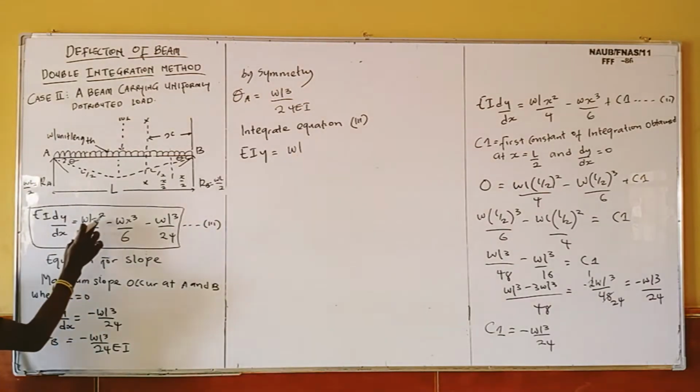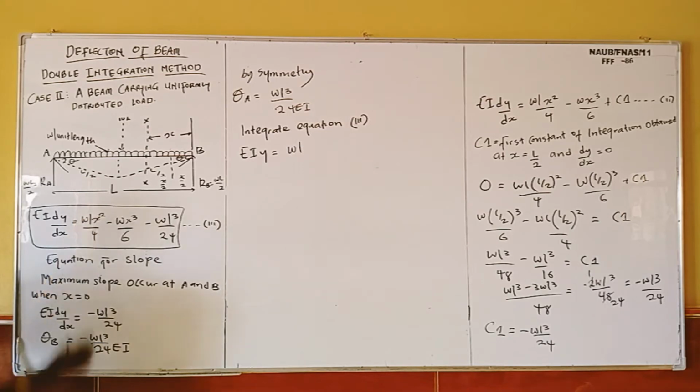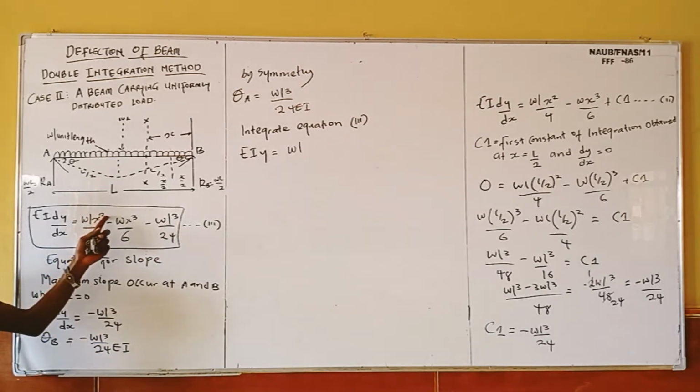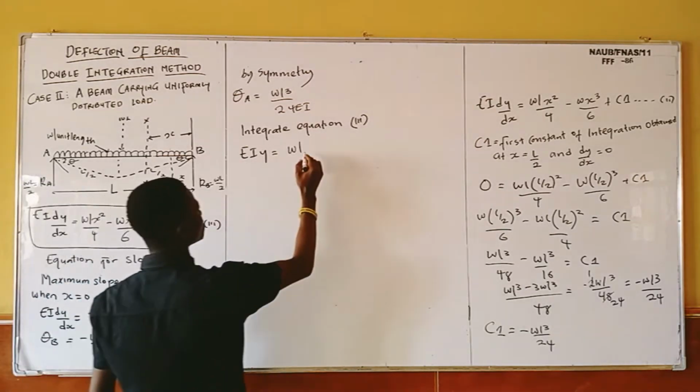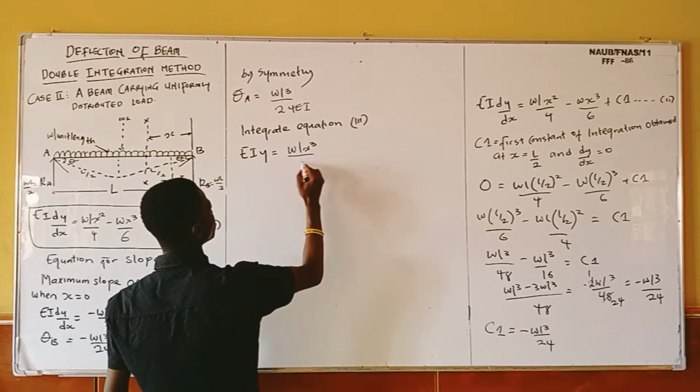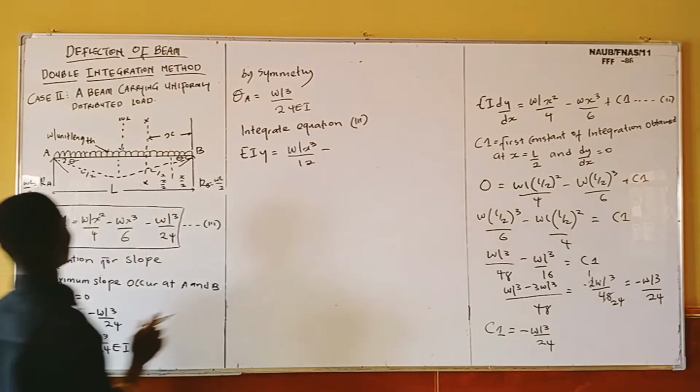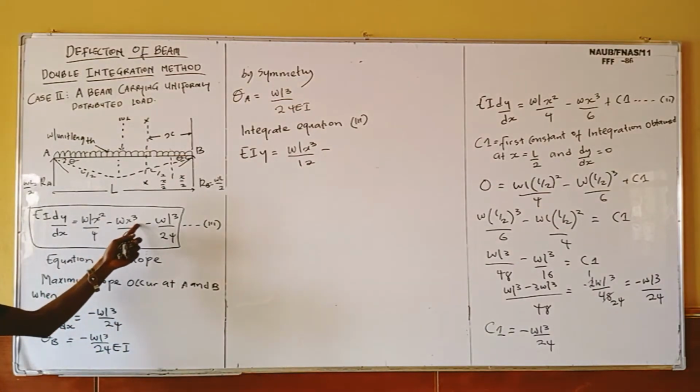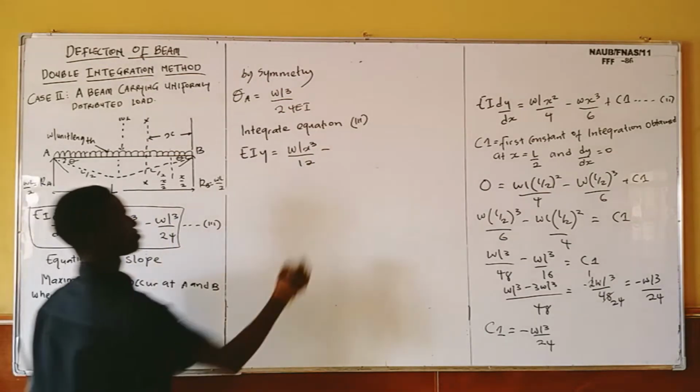WL, so now we have X squared here. You understand? So for us to integrate this X squared, the power of 2 plus 1, then multiplied by the denominator, gives WLX cubed over 12, minus. So now we have X cubed here. You understand now? So for us now is to add 1 to the power, then multiply by the denominator.